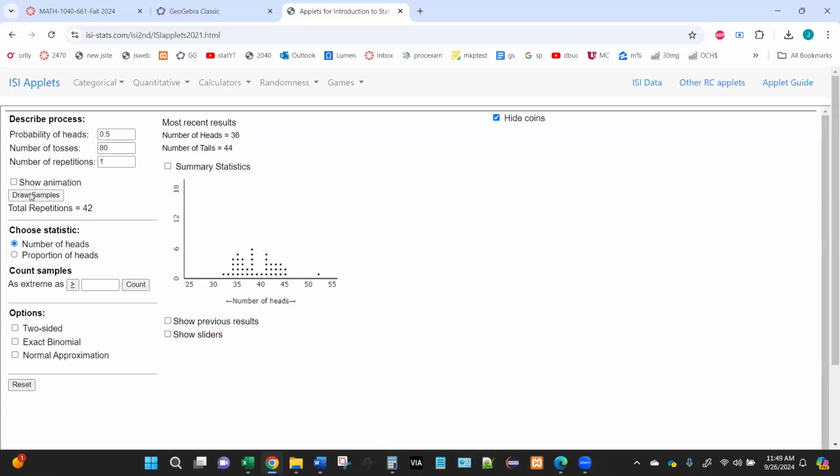Because it's software, we don't have to keep clicking the button every time. We can just say 1,000 right off the bat. So what we're building up here is the null distribution, and you can see that it's quite normally distributed, because the three conditions were checked.